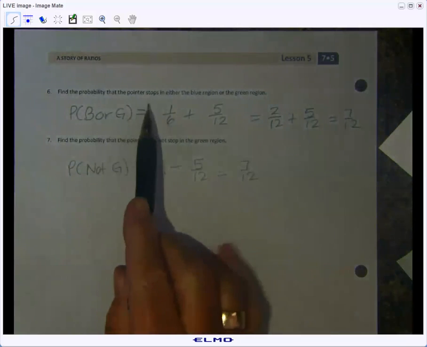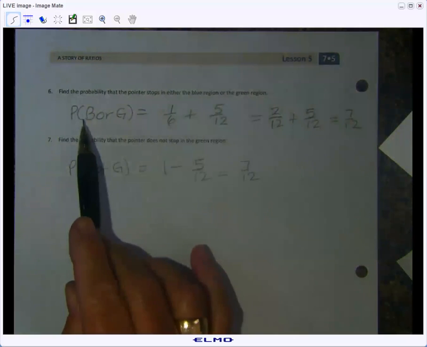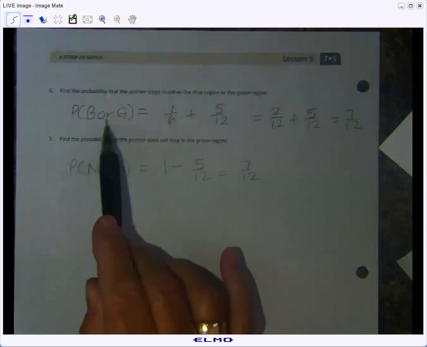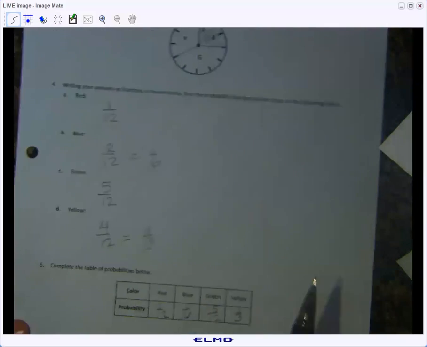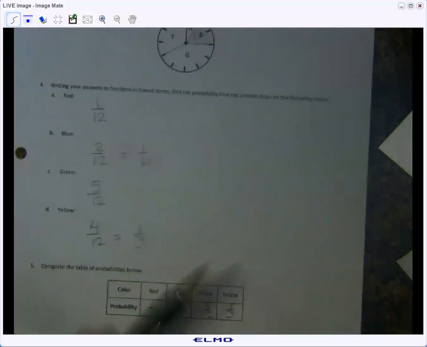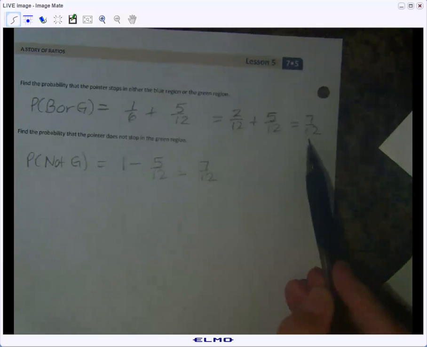Find the probability that the pointer stops in either the blue or green region. So that's probability of blue or green. And then you go back to the table. Blue is 1/6, green is 5/12. You add those together and you get 7/12.